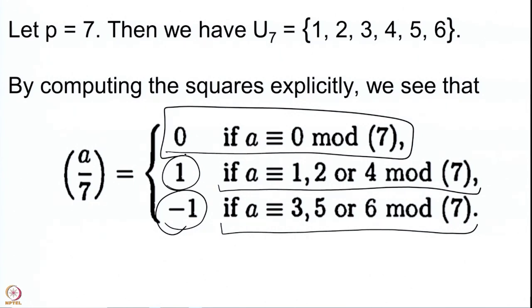Now, computing the squares explicitly is not going to work all the time. There are some very large numbers which are primes, and we would like to find a way to do these computations effectively. So, there are some laws that we will require to do these computations. We will prove these laws in due course. Right now, what we will do is to try to get some hang of how these Legendre symbols behave.